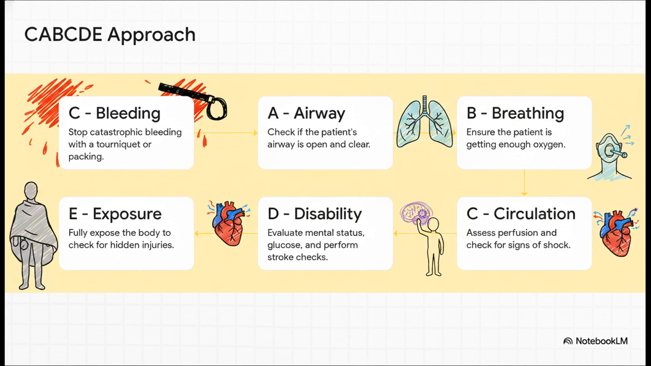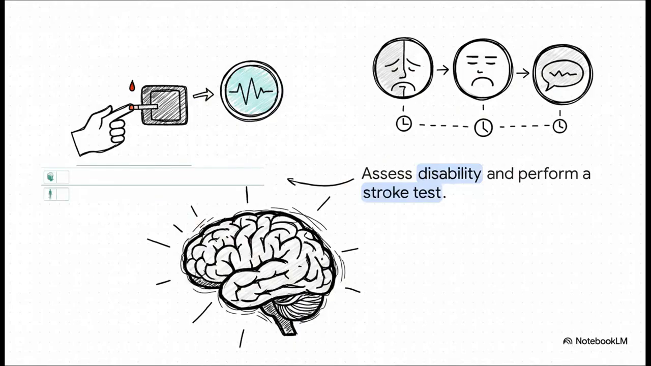Think tourniquets or wound packing. Then check the airway. Is it open? Next is breathing. Are they getting enough oxygen? That's followed by circulation, then disability, and finally exposure, which means fully checking the patient's body for any hidden injuries. You simply cannot move to step 3 if step 1 is killing the patient. It's that critical.